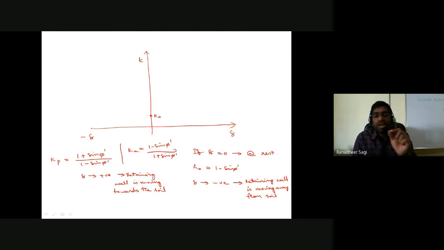K0 is nothing but 1 minus sine 30, and sine 30 is equal to half. So K0 is nothing but half. What about Ka? Ka is nothing but (1 minus sine 30) by (1 plus sine 30). So (1 minus half) by (1 plus half), which comes out to be half by 3 by 2. So Ka is equal to 0.33. And what about Kp? Kp comes out to be (1 plus half) by (1 minus half), which is nothing but Kp equal to 3.